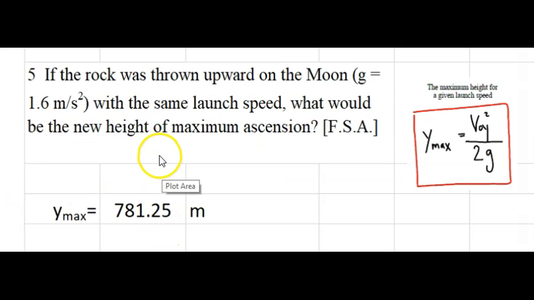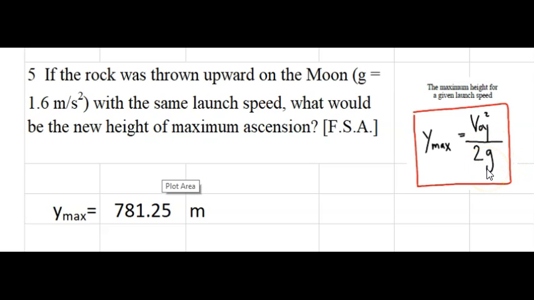Here in question 5, the rock is thrown upward on the moon, which has significantly less gravity, g equaling 1.6 meters per second squared instead of the Earth's 9.8 meters per second squared. We're going to use the same launch speed of 50 meters per second. What's the new maximum height of ascension? It's the exact same question as number 1. The only difference is we're going to replace gravity of the Earth with gravity of the moon.